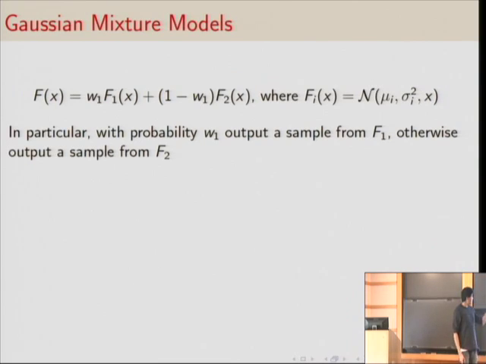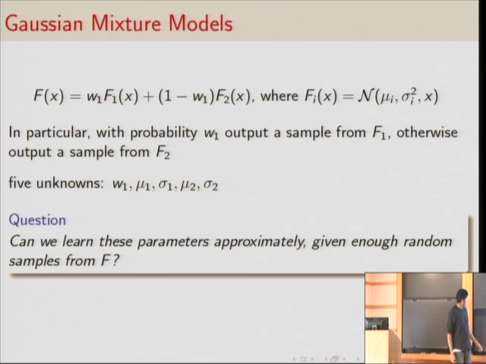I want to emphasize that these Gaussian components need not have the same mean or variance. So really, this distribution is characterized by 5 unknown variables whose values we would want to find. The first parameter is w1, which I'll call the mixing weight throughout this talk. Then we have the mean and standard deviation of the first Gaussian, and the mean and standard deviation of the second Gaussian. And the question Pearson wanted to answer was, if we want to learn these parameters approximately, within some, say, additive epsilon, can we do so given enough random samples from f?